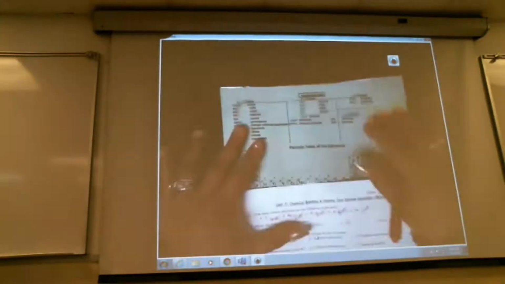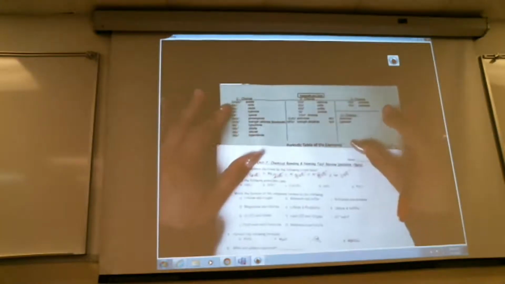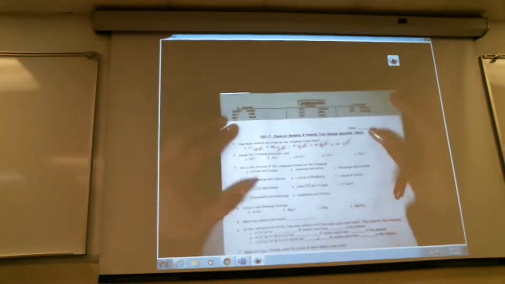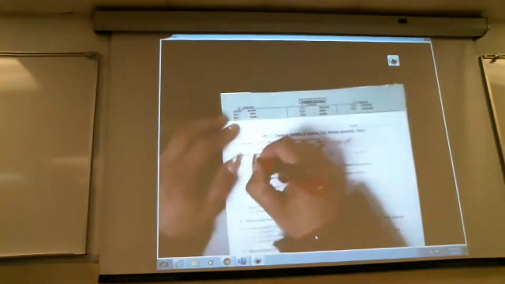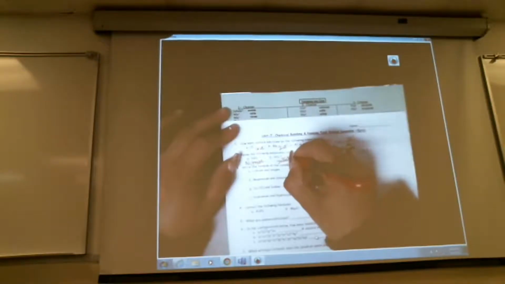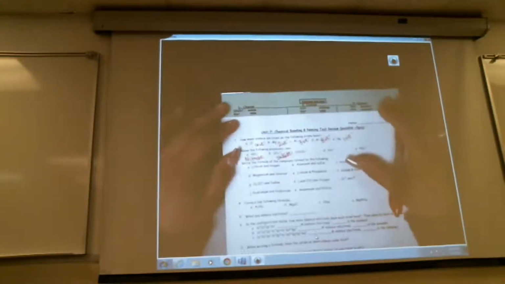The next one, number 2, says here, name the following polyatomic ions. Where are my polyatomics? Here they are at the top, just in case we're unfamiliar. They want you to find NO3. So NO3 is over here. It's a -1 charge. That's nitrate. So that's the next one.